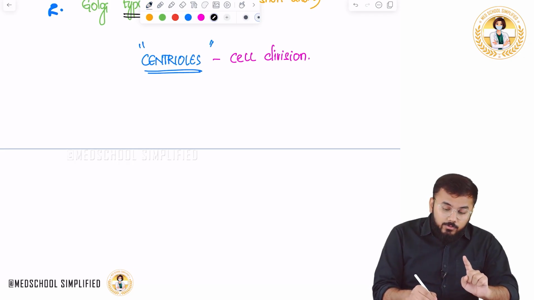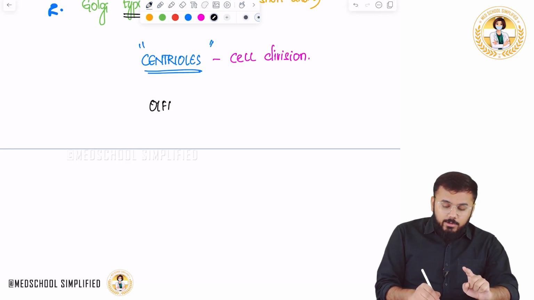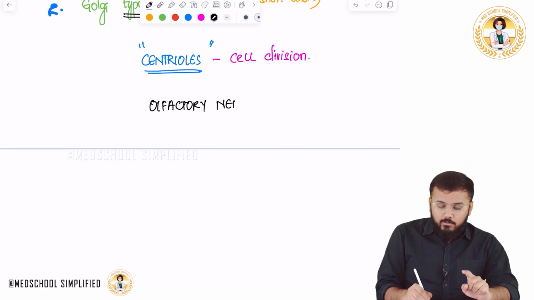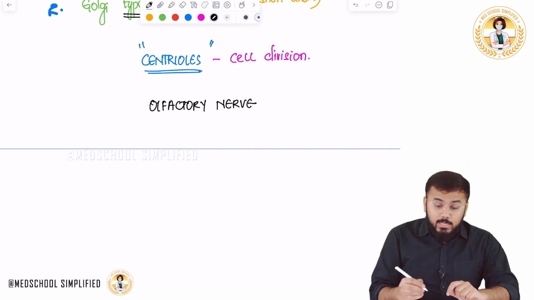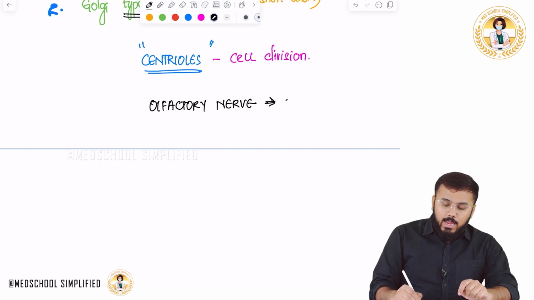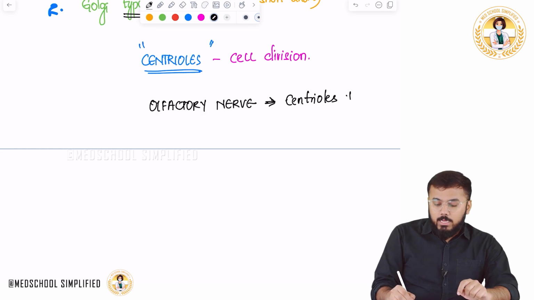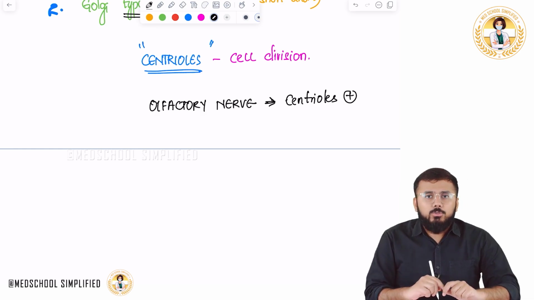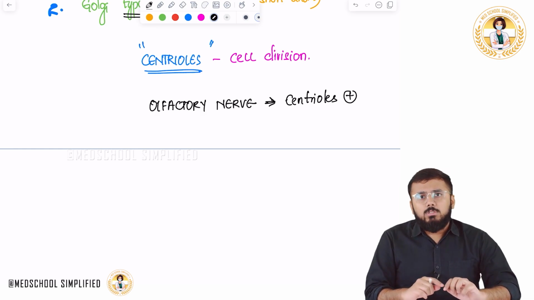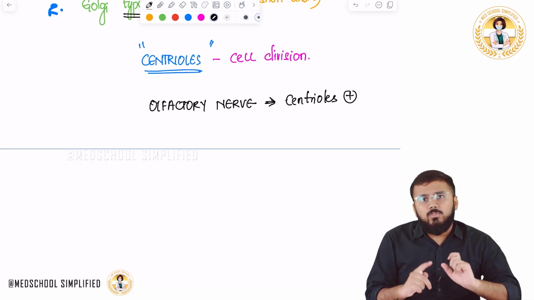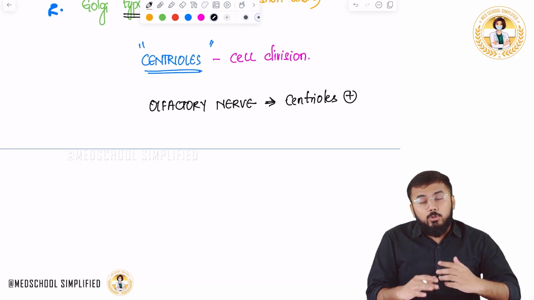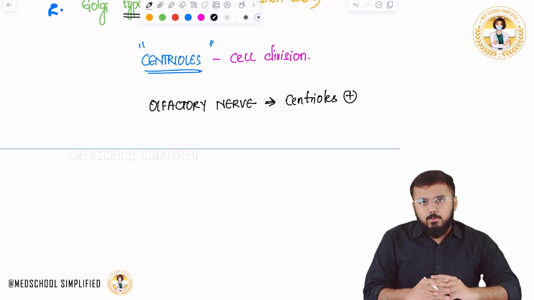But you know, we have something called olfactory neurons, or olfactory nerves, your first pair of cranial nerves. These olfactory nerves have centrioles. So if centrioles are present in these olfactory neurons, and I damage my olfactory neurons, will they regenerate back? Yes. New olfactory neurons will be formed. Okay, so that is the important thing I want to tell you.